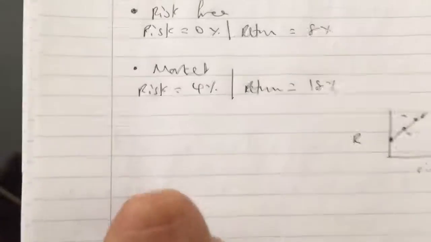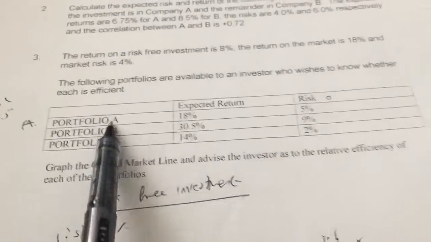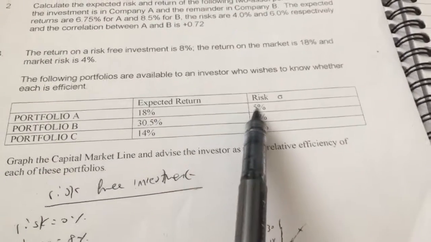So let's look at portfolio A. For portfolio A, we have an expected return of 18%, and the risk is 5%. So we know that the risk equals 5%.